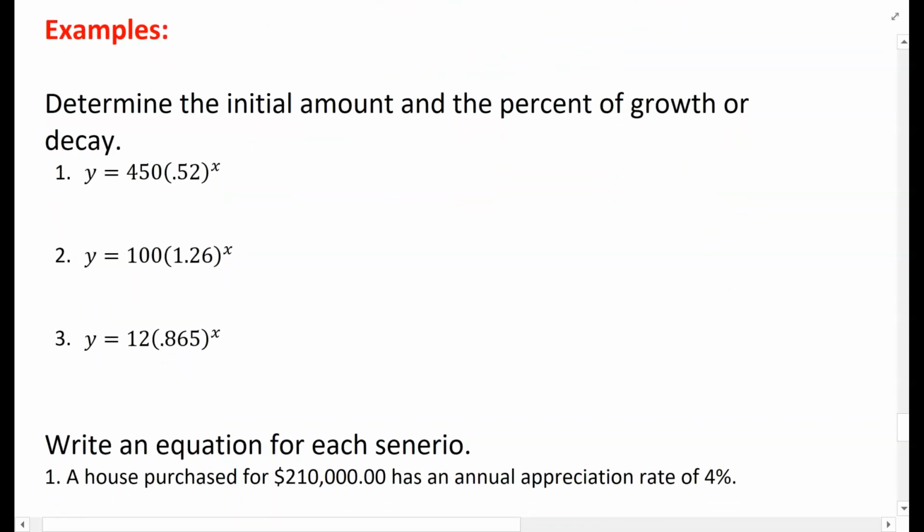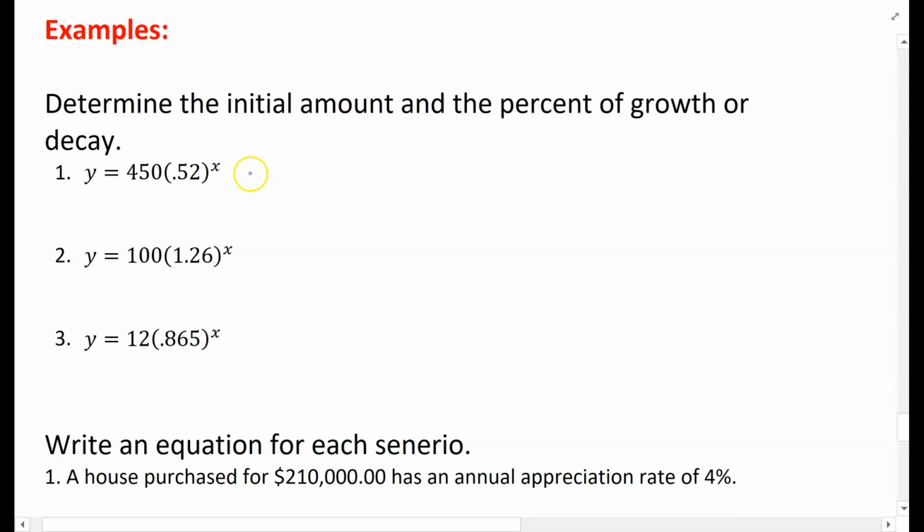All right, so let's just go through a couple examples here. Determine the initial amount and the percent growth or decay. This might be a good time to pause the video and try these on your own from what we just talked about. If you'd like to do that, you can go ahead and do that now. If not, let's move forward.